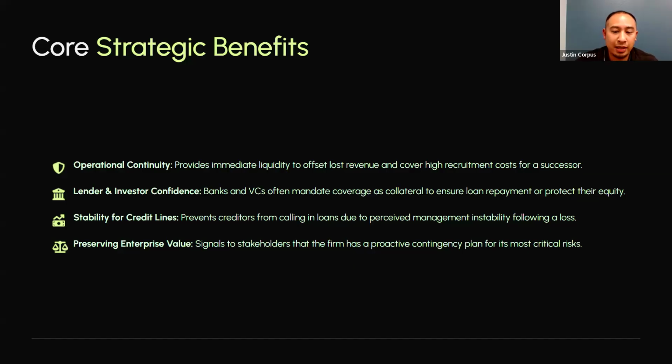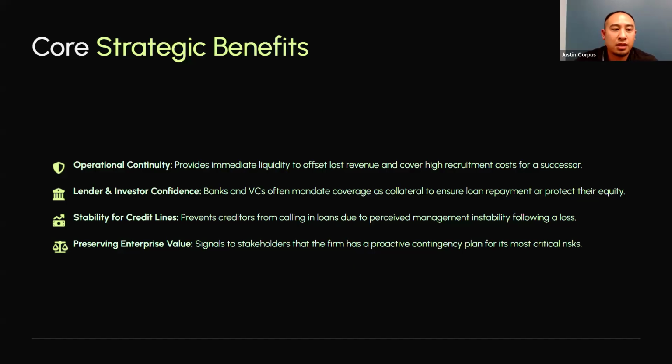Stability for credit lines, again, prevents creditors from calling in loans due to perceived management instability following a loss. Essentially, it's just guaranteeing, say, a bank is going to get their money provided you pass away prior to paying off a loan or paying off that line of credit you have, the B-lock that you have with the bank, right? And then preserving enterprise value signals to stakeholders that the firm has a proactive contingency plan for its most critical risks.